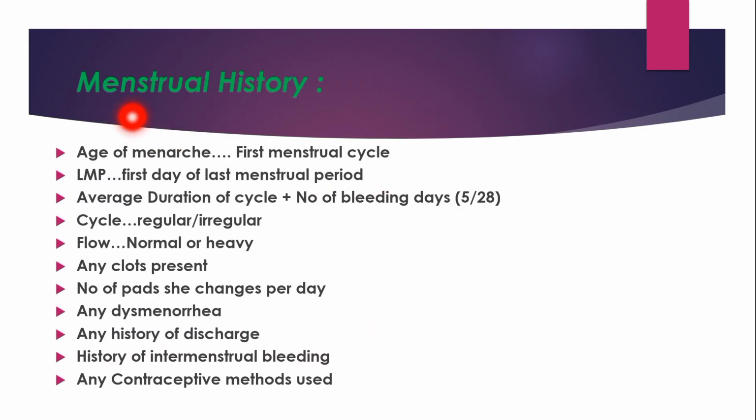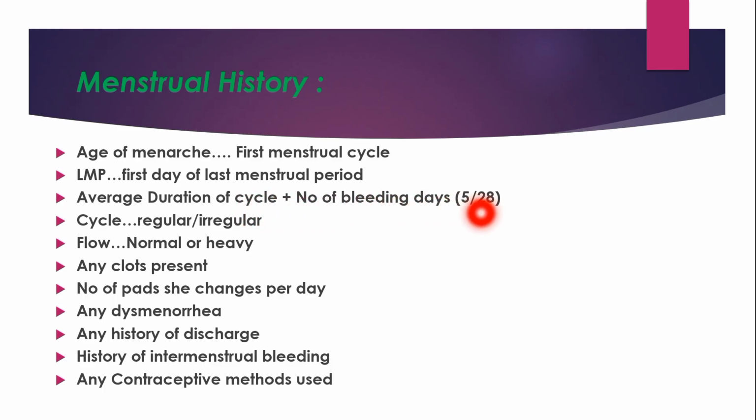Next one is the menstrual history. So in menstrual history, ask about the age of menarche. Menarche is the first menstrual cycle. Similarly, ask about the LMP, which is the first day of the last menstrual period. Similarly, ask about the average duration of each menstrual cycle plus number of bleeding days.